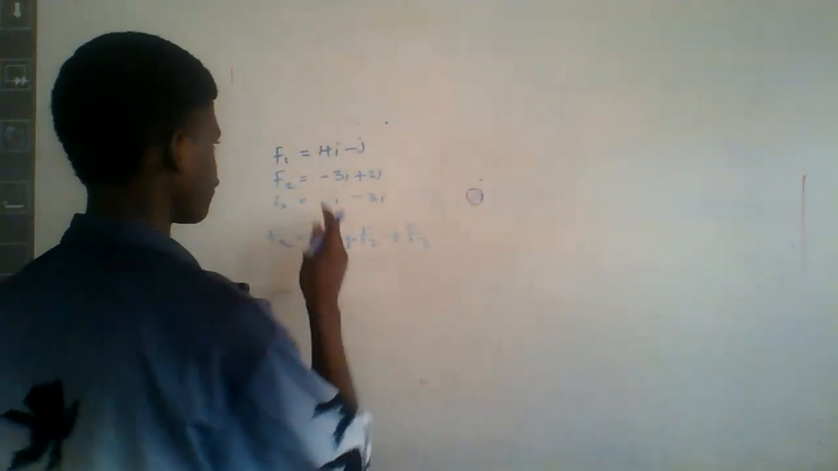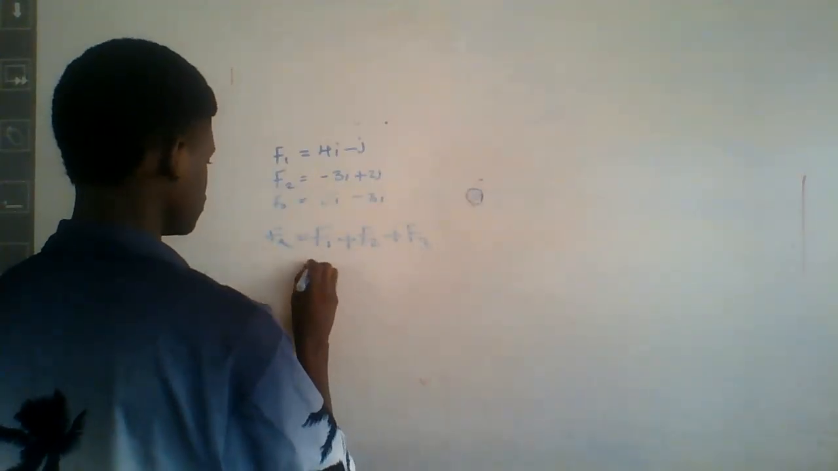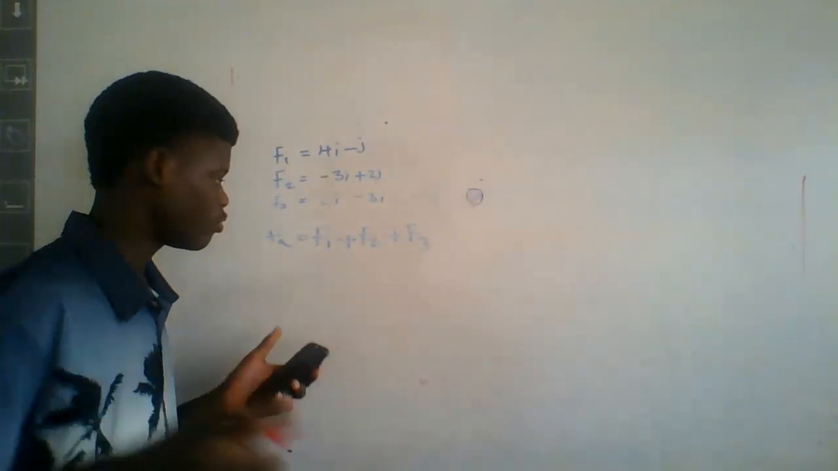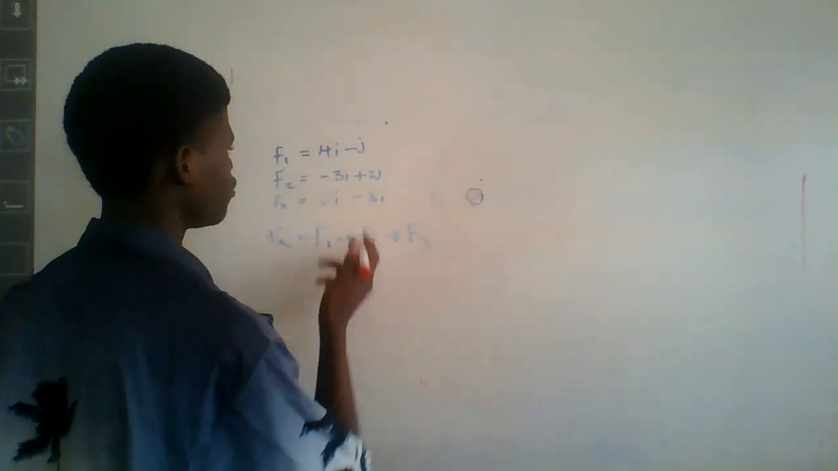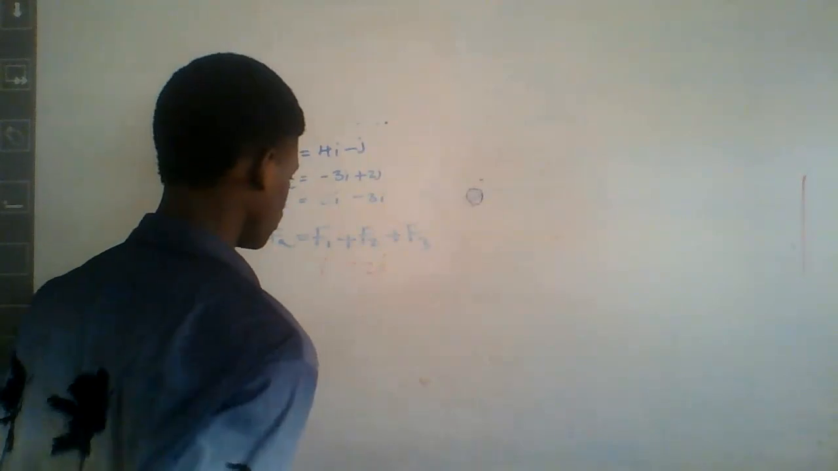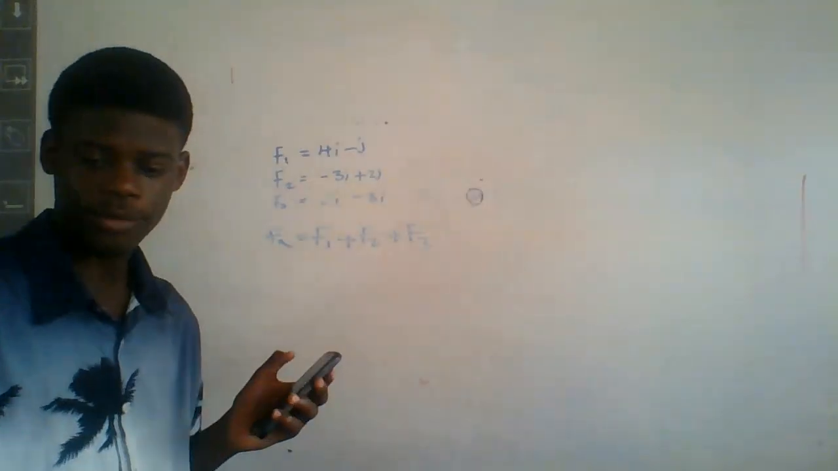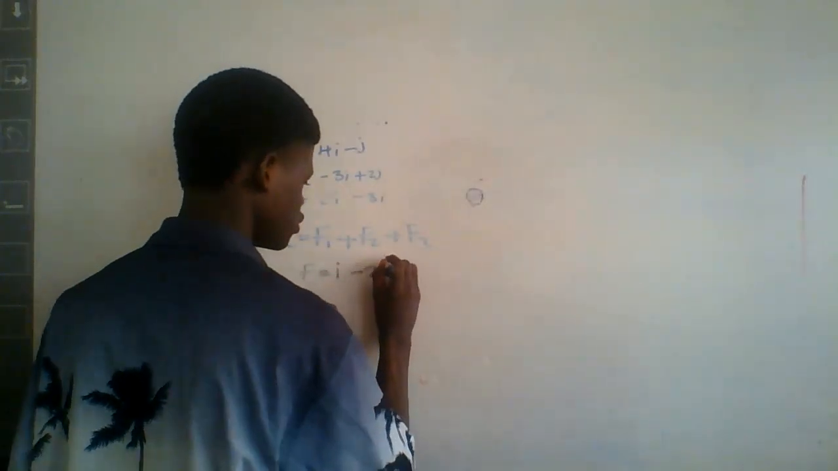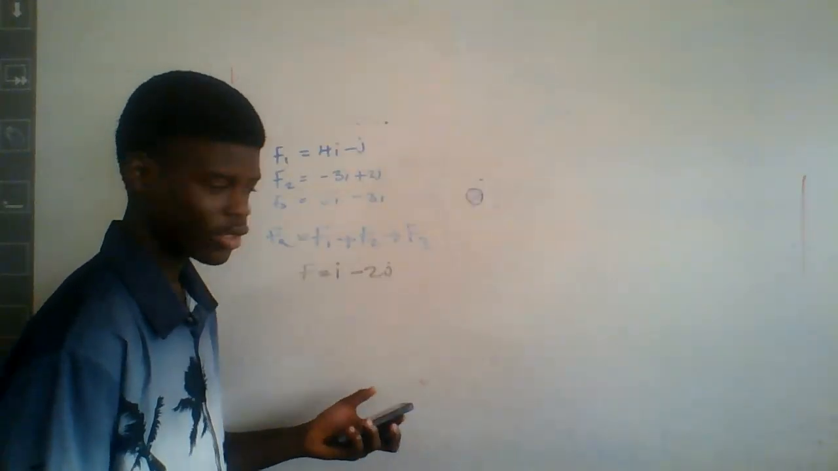Then we add all of this together: 4i minus 3i plus 0i, that's i. Then minus j plus 2j minus 3j, that's minus 2j. So this is the resultant vector, F is equal to i minus 2j. To find the magnitude of the resultant, we take the square root of the squares.